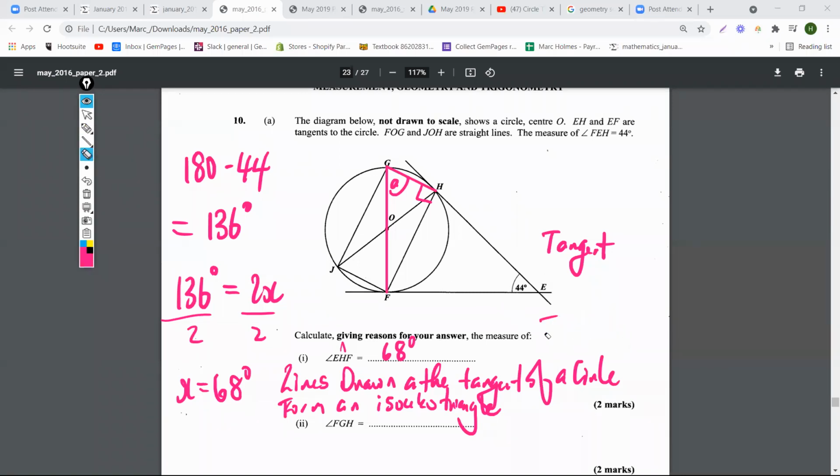So I would use this still. What I say here is perfectly fine: lines drawn to a tangent of a circle form an isosceles triangle. So that's why these two should be the same, 68, 68. Cool.